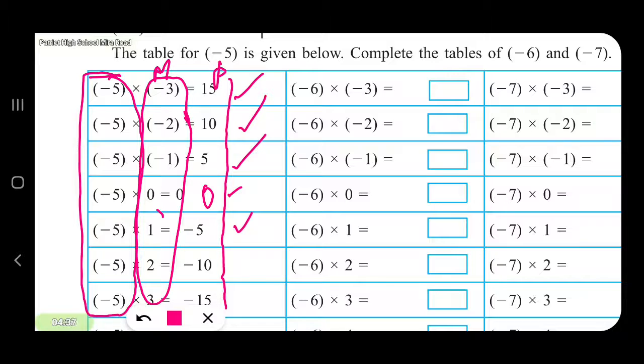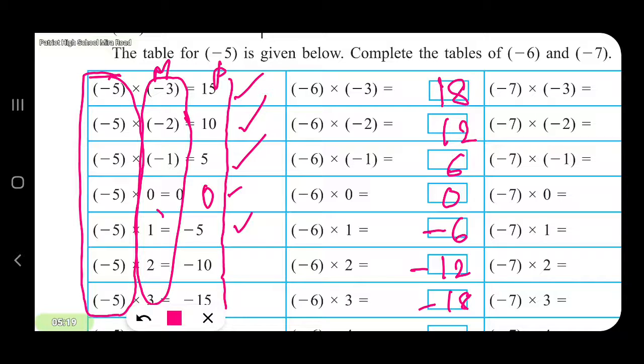Now let us consider the next table, of minus 6. So minus 6 multiplied by minus 3 is 18. Now the multiplier is increasing by 1. It has become minus 2. So the product becomes 12. 6 2s are 12. 6 1s are 6. It will be positive. Minus 6 into 0 is 0, minus 6 into 1 is minus 6. Now the product is decreasing. Minus 6 into 2 is minus 12, minus 6 into 3 is minus 18.